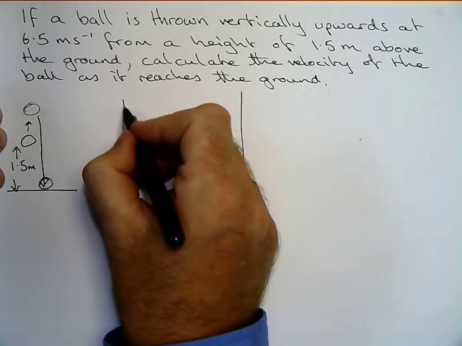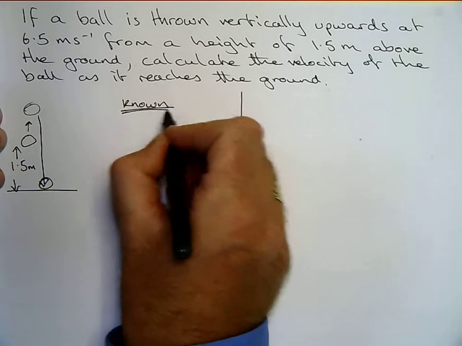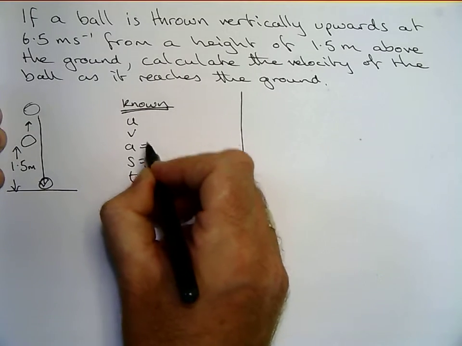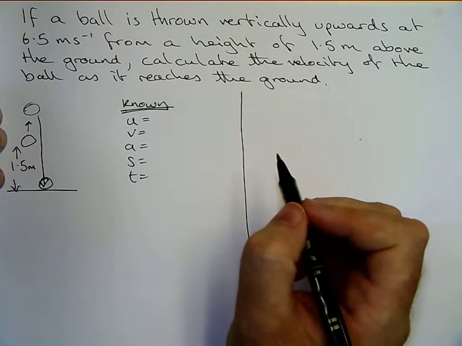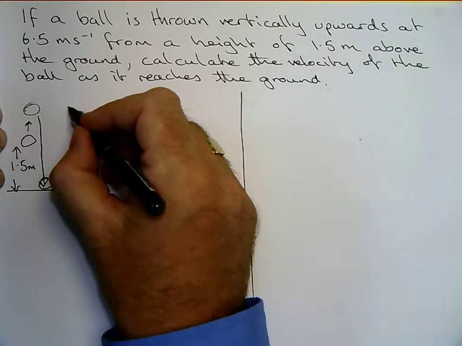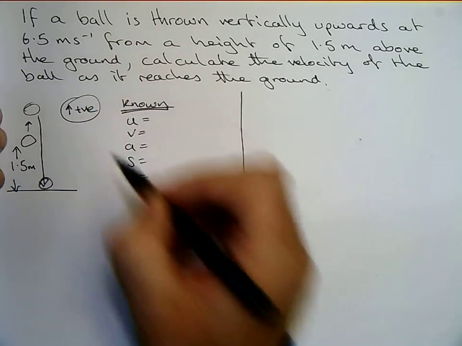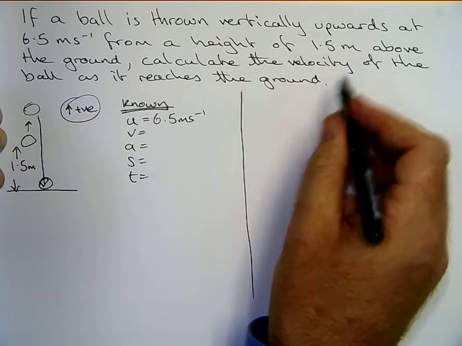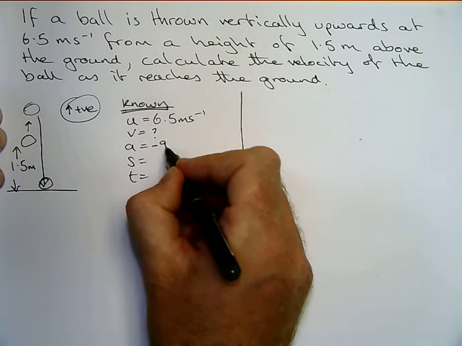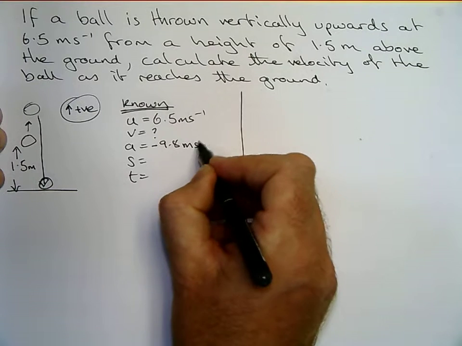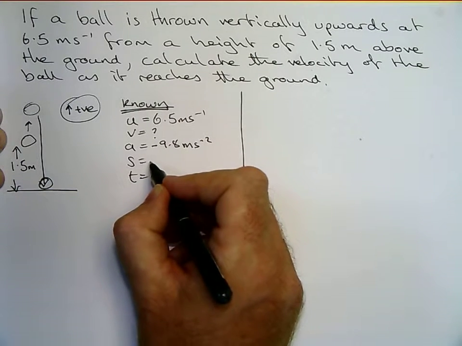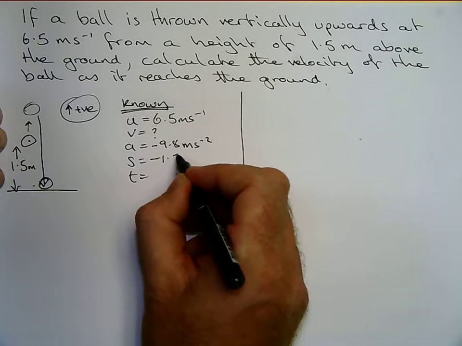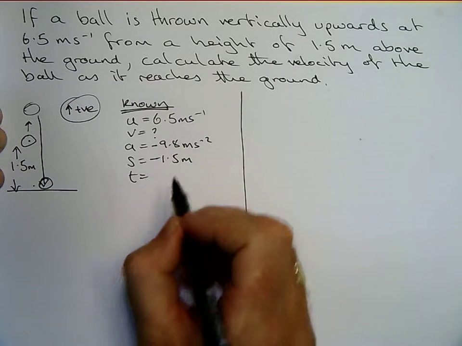So our known information then, we write u, v, a, s. Your initial speed is what was thrown up at 6.5. Now we're going to say that up is a positive number, so that's 6.5 meters per second. Our final speed is what we are required to work out. The acceleration is negative 9.8 because gravity is pulling it downwards, and the displacement is also negative because it starts high and ends low and moves downwards, so it's negative 1.5 meters. Tricky bit that, be careful.